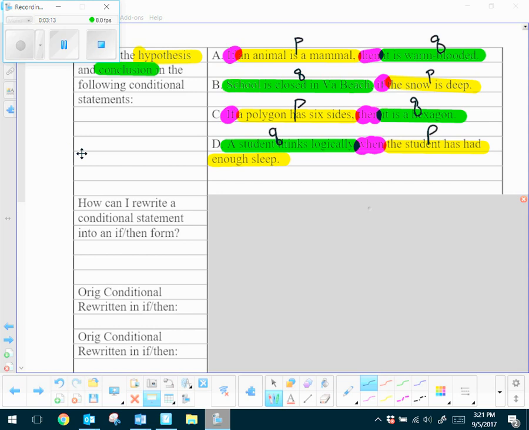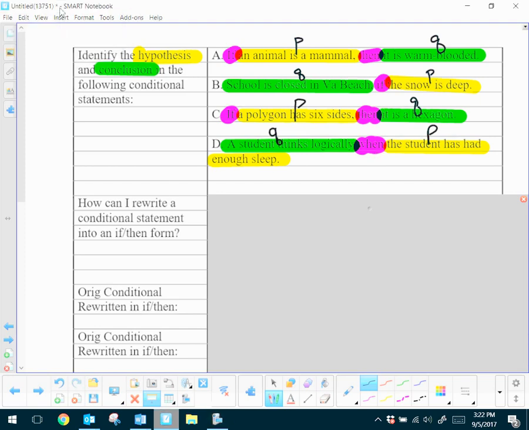Okay, and so your page should look like this. And just like in B, you can see in D, our hypothesis came at the back. And that's fine, it doesn't matter. We just have to find where that word is that helps us determine what we've got, either the hypothesis or conclusion. So let me push this down.